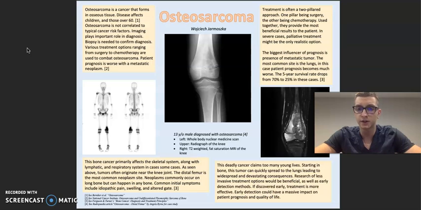So, imaging is typically the first stage in diagnosing this disease. Typically, a patient's going to present with pain, limping. Typically, these are going to be kids. There's a bimodal age distribution with this disease, so you're going to see it often in adolescence.